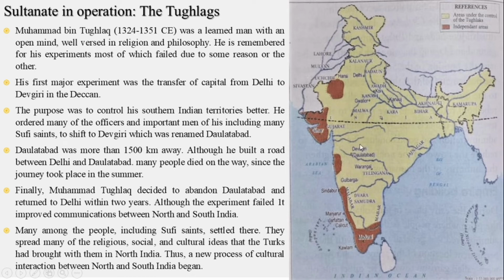Although they built a road between Delhi and Devagiri, and many people used to travel from one place to the other, during that time in summer many of the people died, and finally Muhammad Tughlaq decided to abandon Devagiri and return to Delhi within 2 years. Although the experiment failed, it improved the communication between North and South India.